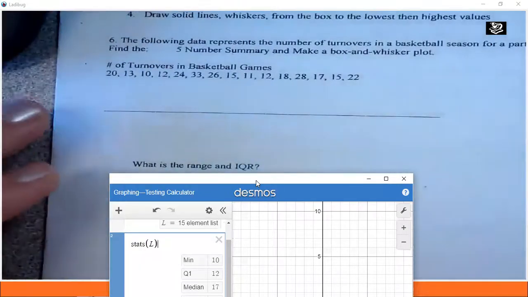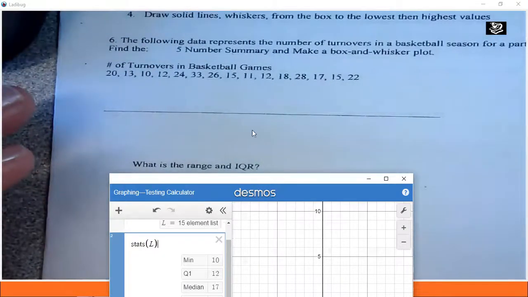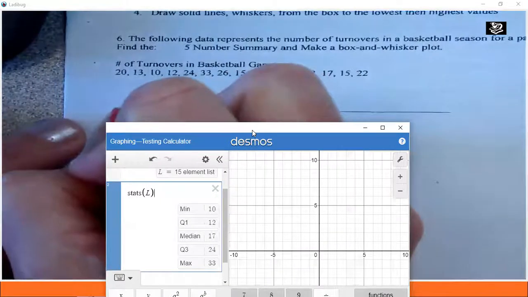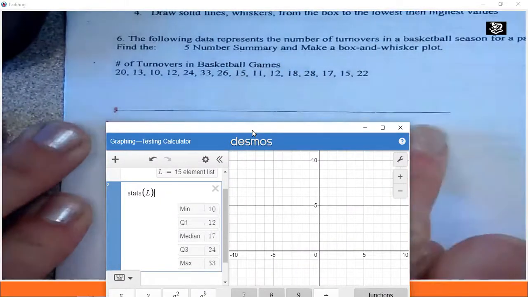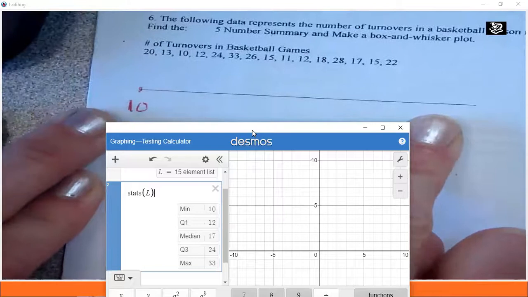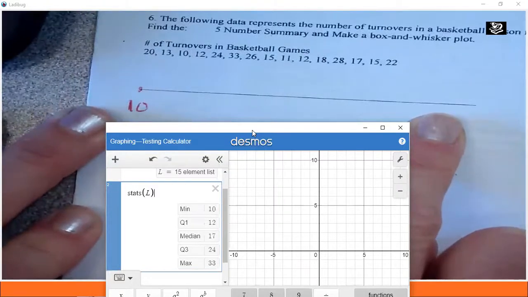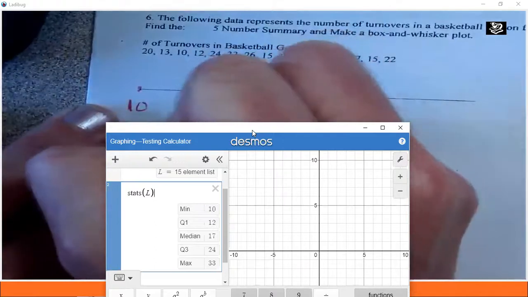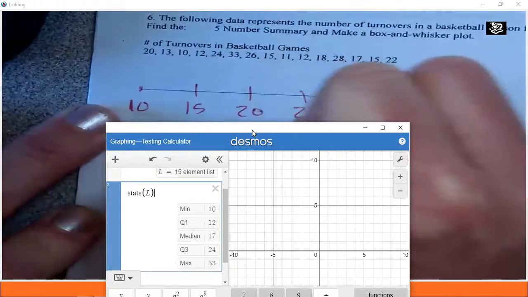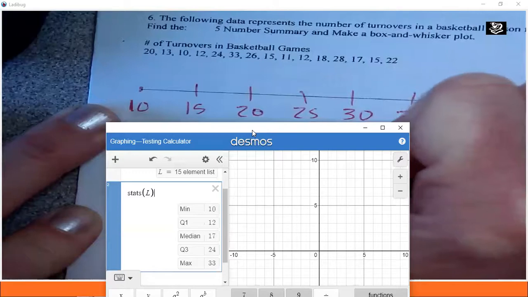Jordan. Okay, here we go. What is our lowest number? 10. And this needs to be a number line of some sort. What do you want to count by? 5s? All right, good. So we'll do 15, 20, 25, 30, and 35.